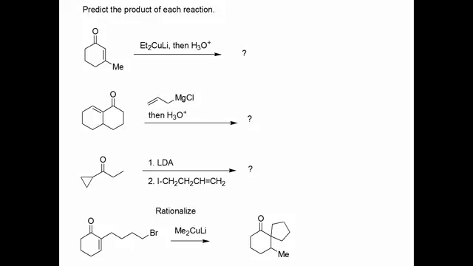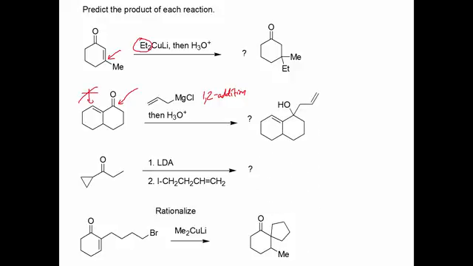Okay, so from the first one, we're going to add the ethyl group to the beta position, and the product that we're going to get is the Michael addition product that you see here. We're going to have an ethyl and a methyl there. This is a Grignard reagent, so it's going to do a 1,2 addition. So it's going to add here and not do the Michael addition. And the product that we're going to get is that one, the tertiary alcohol.